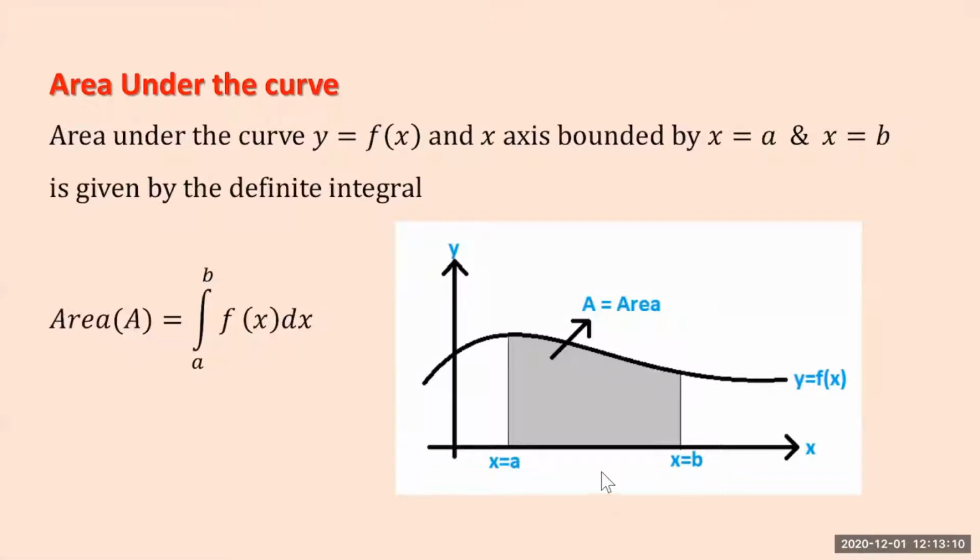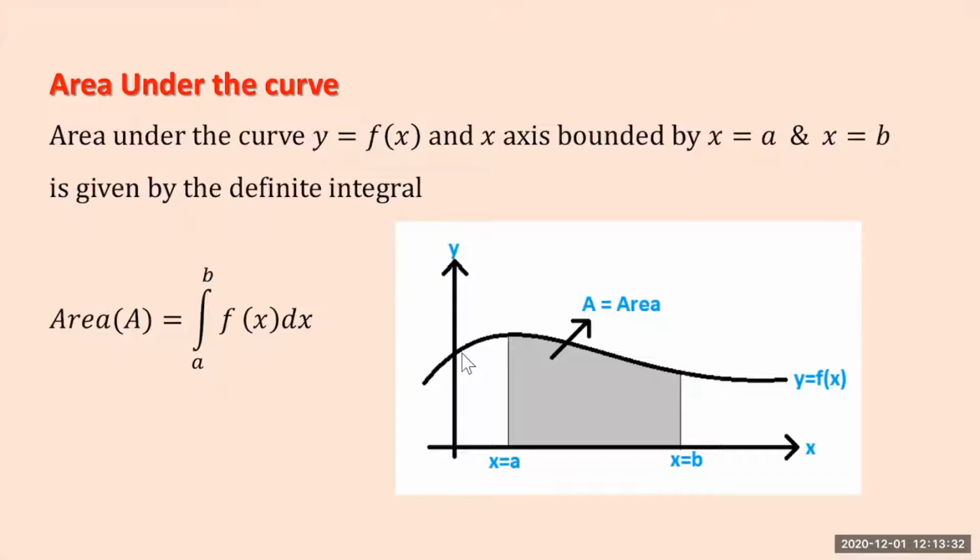That is, the area under the curve between x equal to a and x equal to b is the definite integral from a through b of the function. So if we want the area under the curve bounded by x equal to a and x equal to b, enclosed by that function and the x-axis, it is the value of the definite integral from a through b.